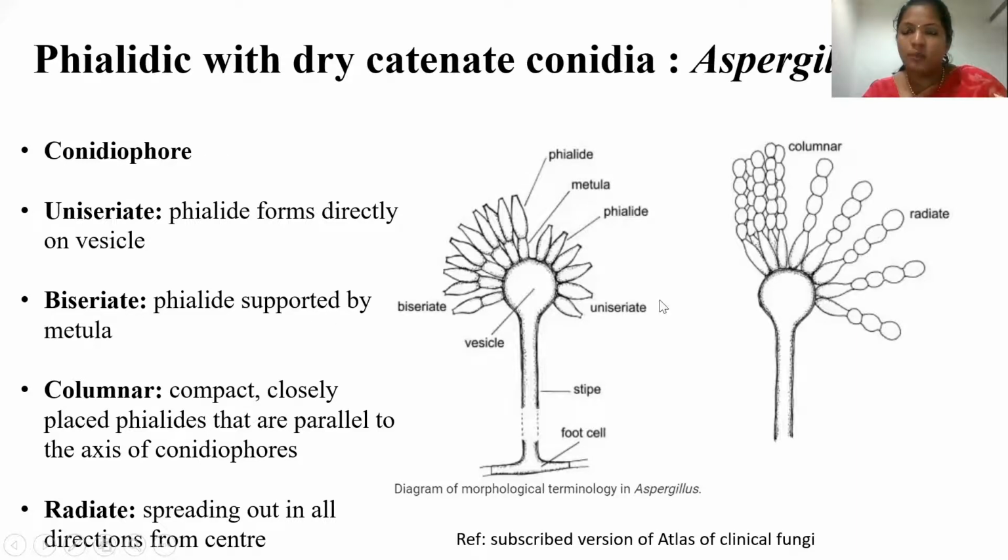Then another two important terms in Aspergillus are columnar arrangement and radiate arrangement of conidia. In a columnar arrangement, compact, closely placed phialides that are parallel to the axis of the conidiophore will be there, so that will be a compact arrangement. It is called columnar, and radiate means spreading out in all directions from the center. It's called a radiate arrangement.